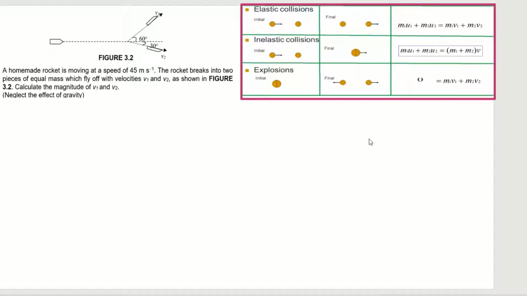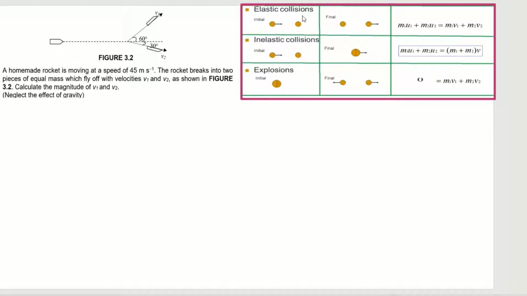Before that, you have to know the principle of conservation of linear momentum. Remember the principle of conservation of momentum? In an isolated system, the total momentum must be conserved. This means that in an isolated system, the total momentum before collision must be equal to the total momentum after collision.